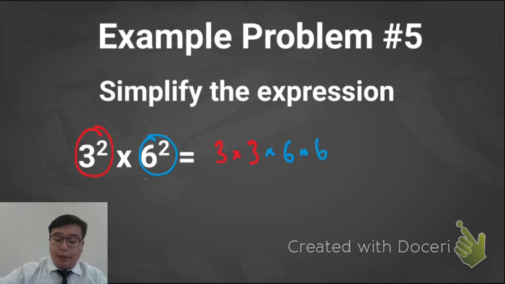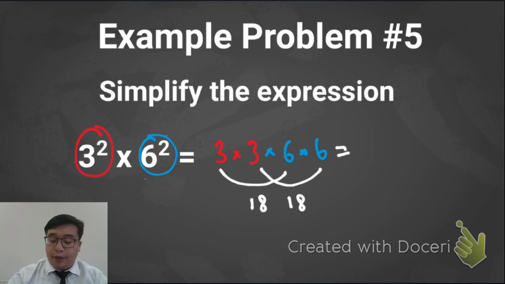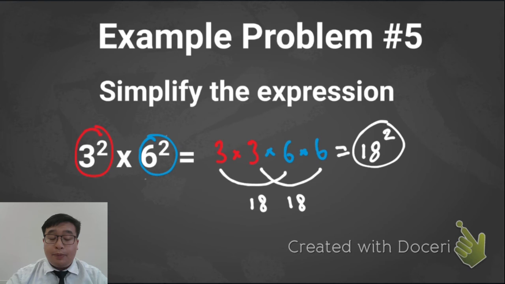Now, how can we write this with a single base? Again, just like before, I can take each of these 3's and multiply with each of these 6's. So, 3 times 6, that's going to be 18. Another 3 times 6, that's going to be another 18. So, how can I write this with a single base and a single power? How many 18's are we multiplying together? Since there are 2 of these 18's, this is going to be 18 to the second power.